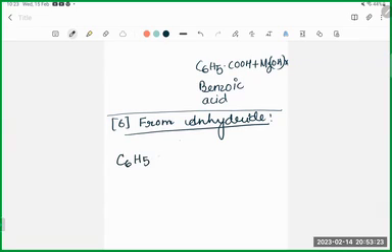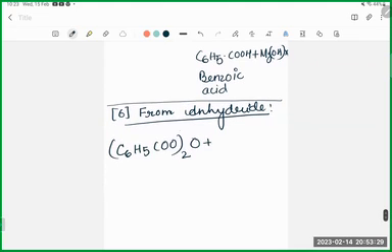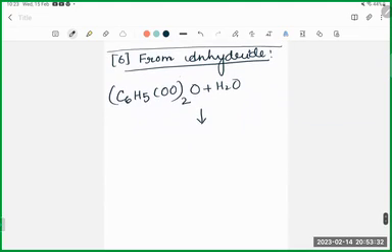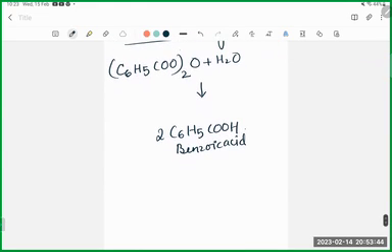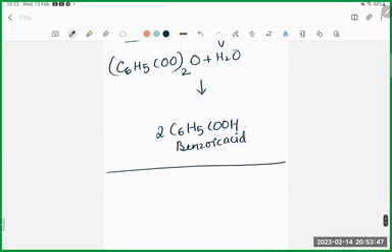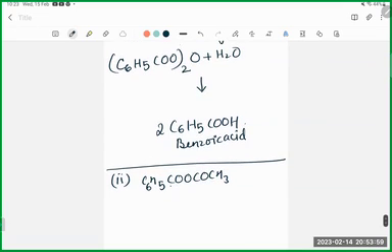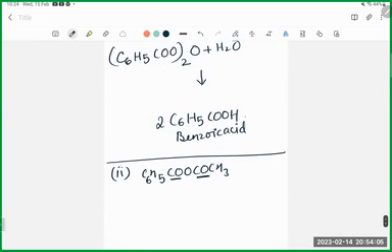Suppose C6H5COO and O is given. So hydrolysis we are doing and we get the product, 2 moles over here, as C6H5COOH. What do you call this? Benzoic acid. Clear? Suppose on the other side we have a compound like this, C6H5COO, then COCH3. Instead of writing 2 similar groups, we have written 2 different. That's all.